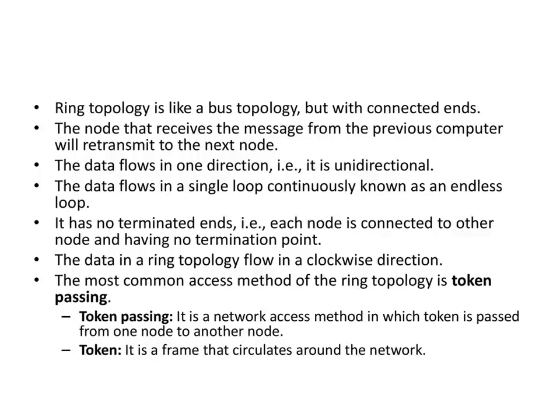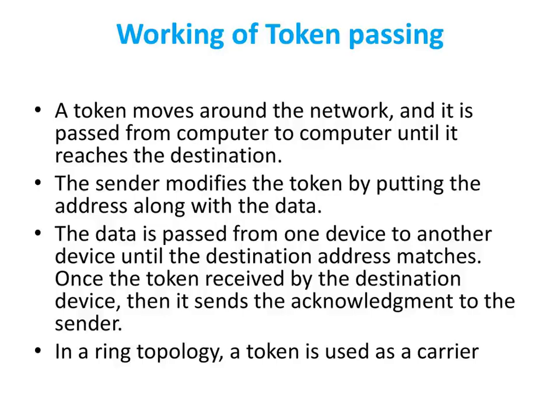It has no terminated ends, i.e., each node is connected to another node and has no termination point. The data in a ring topology flows in a clockwise direction. The most common access method of the ring topology is token passing. Token passing is a network access method in which a token is passed from one node to another node. Token is a frame that circulates around a network.